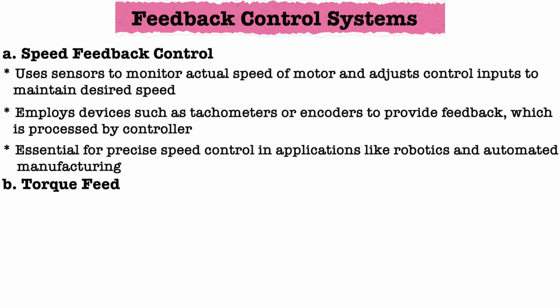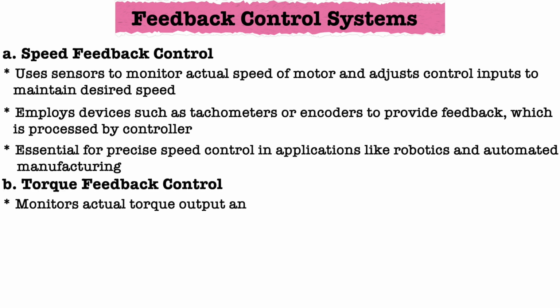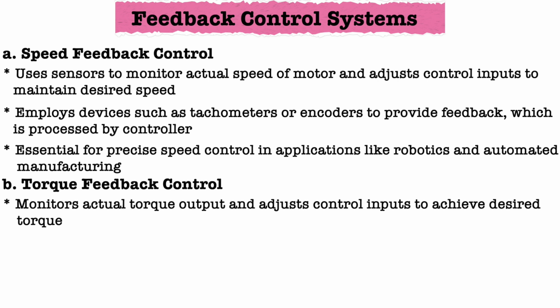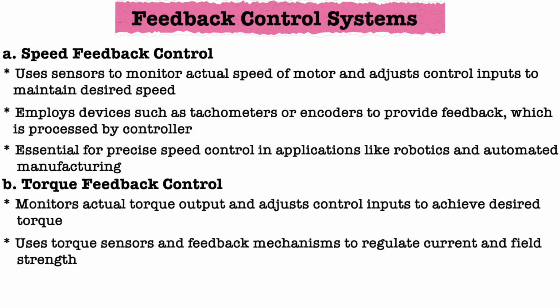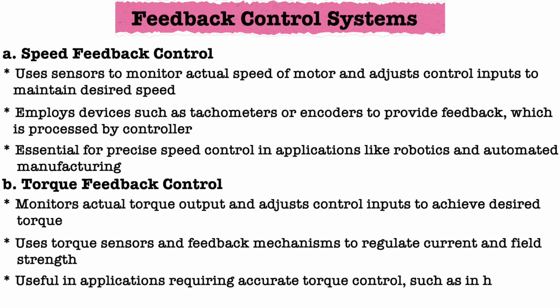In torque feedback control, it monitors the actual torque output and adjusts control inputs to achieve the desired torque. It uses torque sensors and feedback mechanisms to regulate current and field strength. This method is useful in applications which require accurate torque control, such as high precision machines.